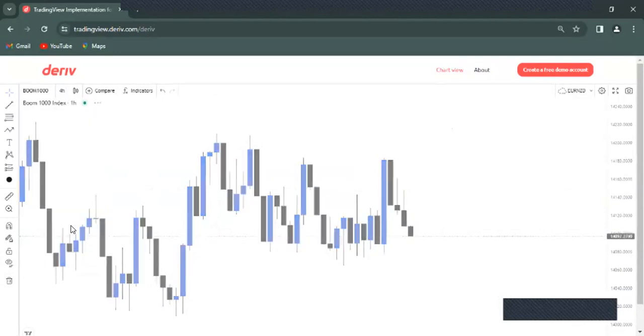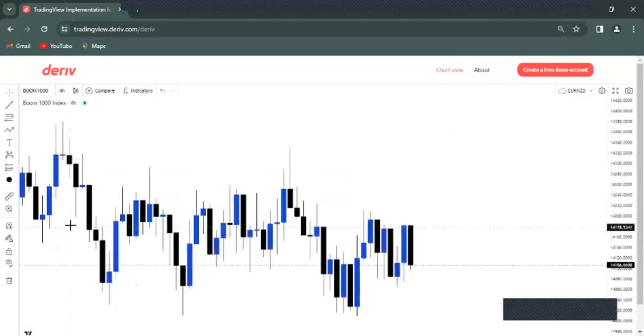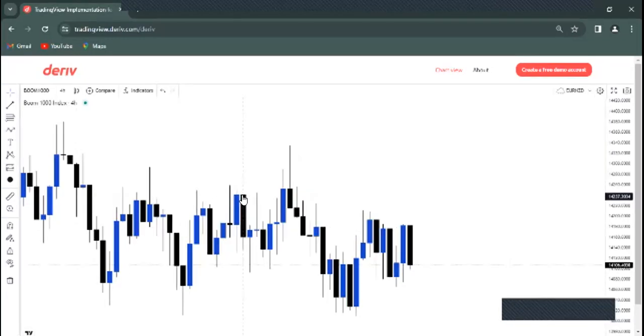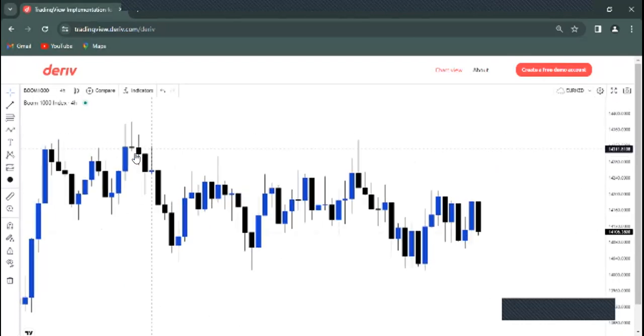Let me go to the 4-hour time frame. As we know, supply and demand are the big boxes where a lot of orders are placed. So we can refine the supply and demand into order blocks. The order block is a candlestick. Okay, it makes sense now.